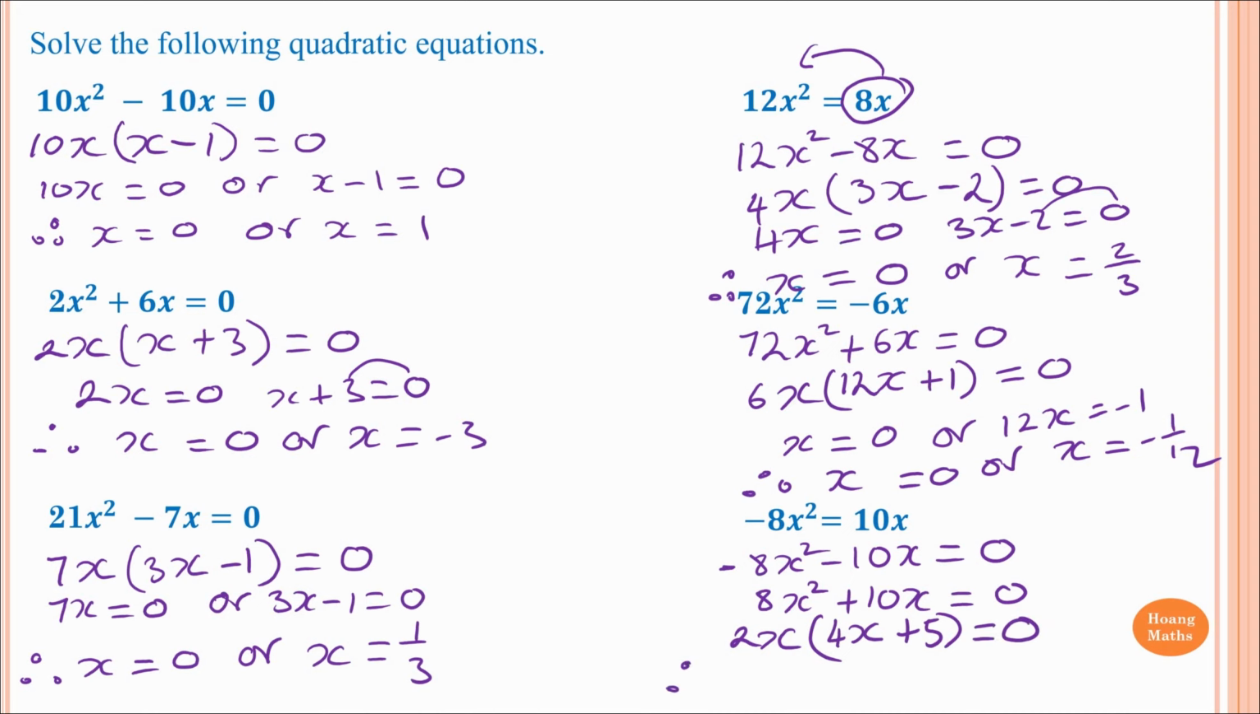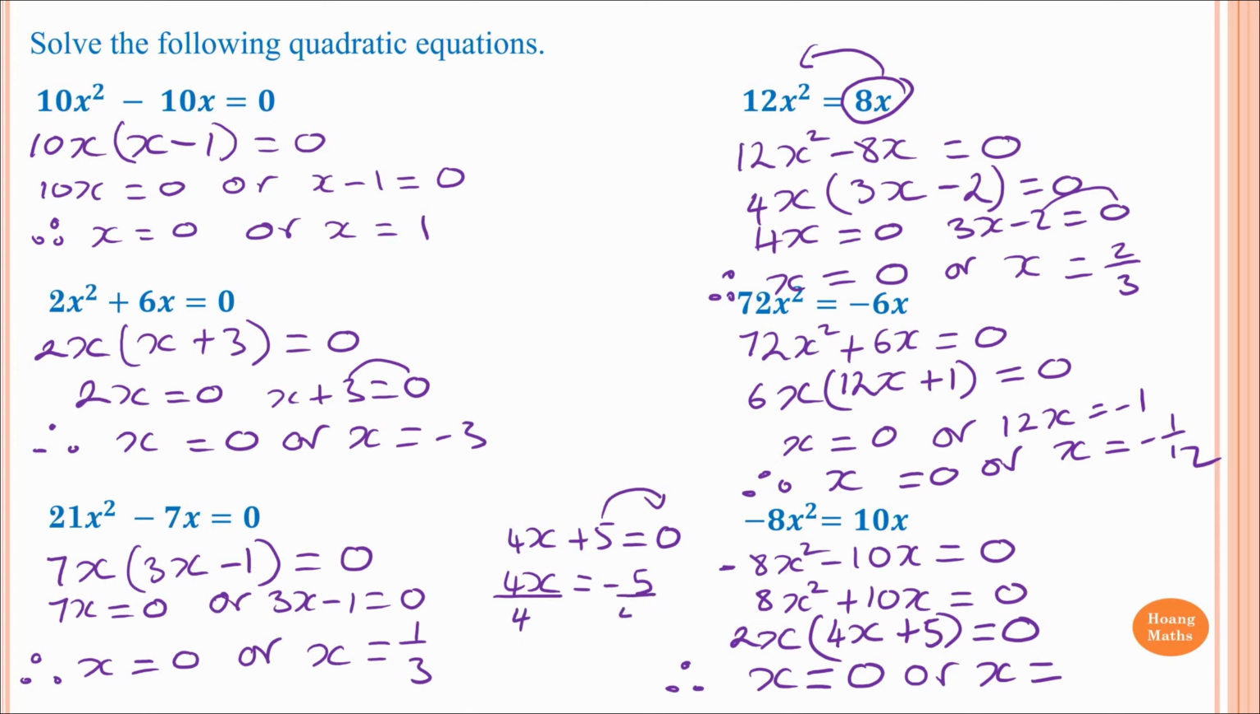So therefore, 2x equals 0, divided by 2 still gives me 0. So x equals 0. Or x is equal to, now 4x plus 5 is equal to 0. So I move the 5 to that side. So that means 4x is equal to negative 5. Then I divide this by 4. I divide this by 4. That cancels out. So x equals negative 5 over 4, which is negative 1 and a quarter. Otherwise, just use your calculator. So negative 1 and a quarter. Thank you so much for watching my video.